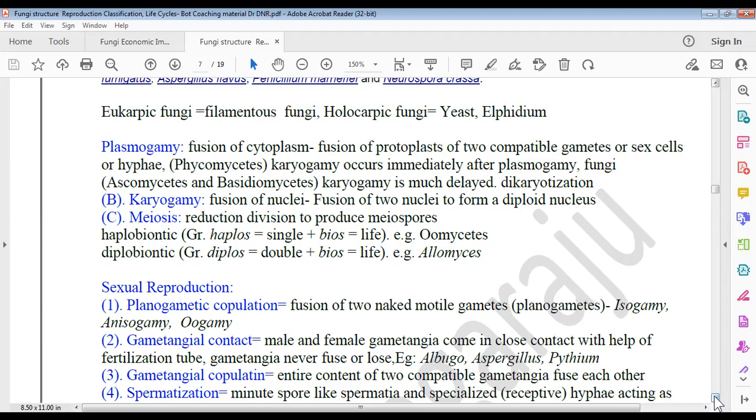This question also comes in the ascomycetes: how many ascospores are present? This question was raised so many times in competitive exams. In each ascus of the Ascomycotina, how many ascospores are present? 2, 4, 8, 16? Which one? 8 spores. Don't forget. 8 spores are there in the ascus. That is most important. So many students answer wrongly. 8 spores.